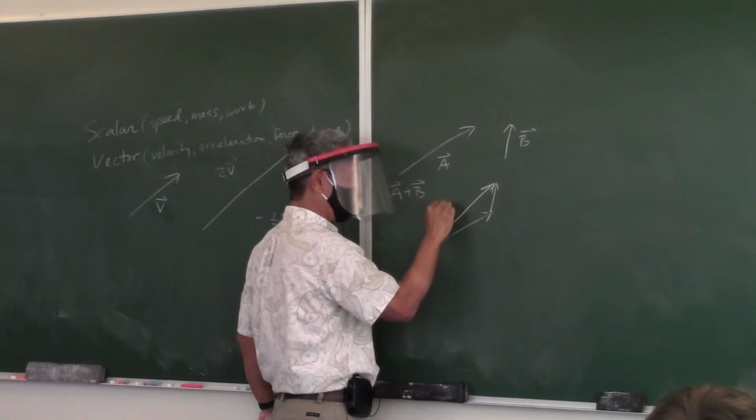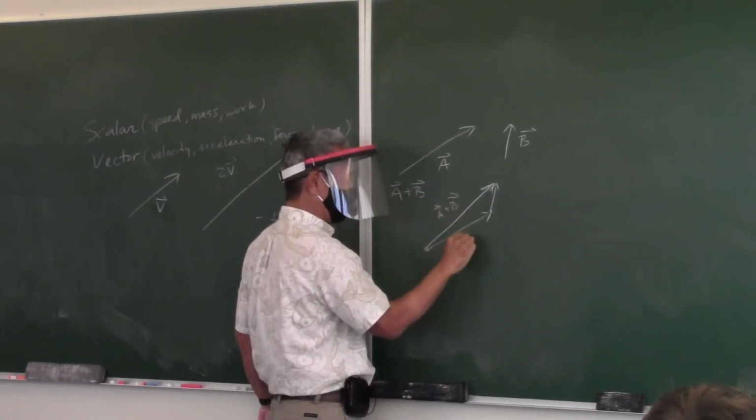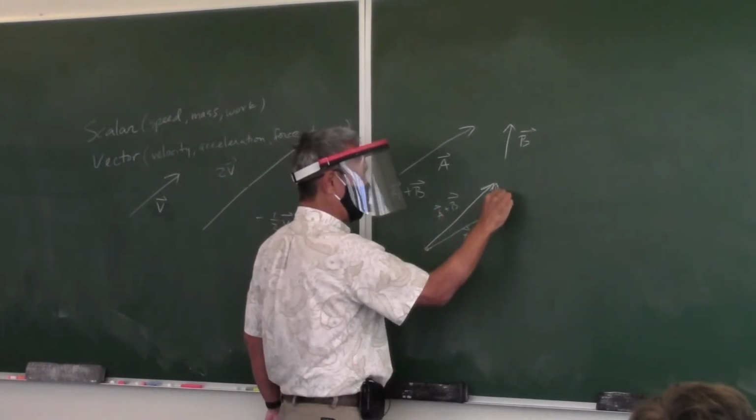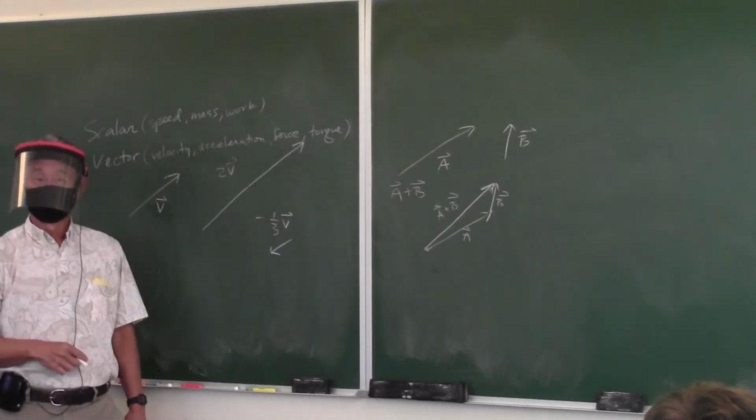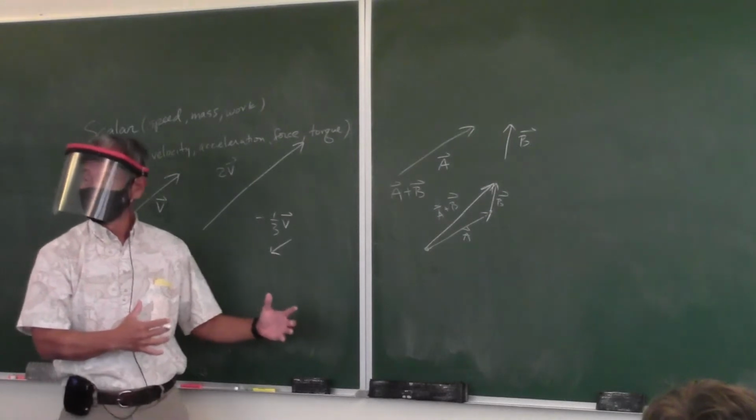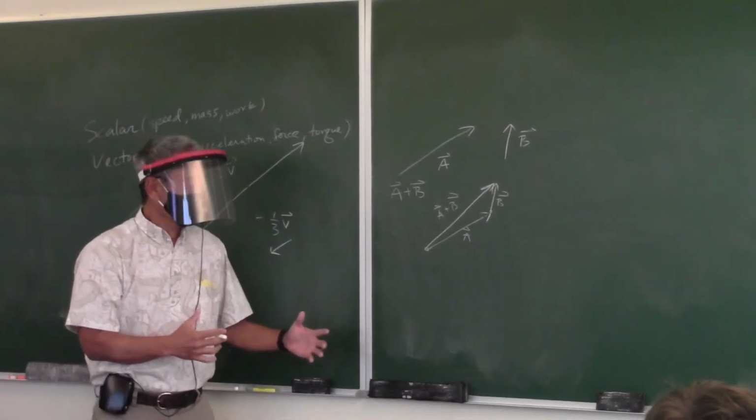This is A. Why am I writing it again? It's right there. So this is A and this is B. That's vector A plus B. That's how you add vectors together. You guys in physics know this, right?